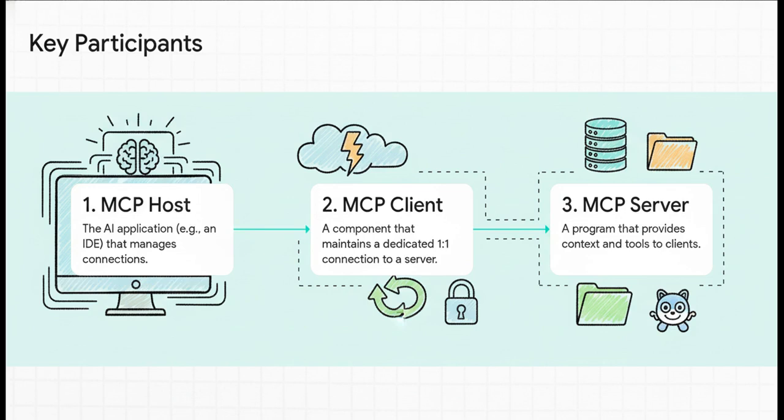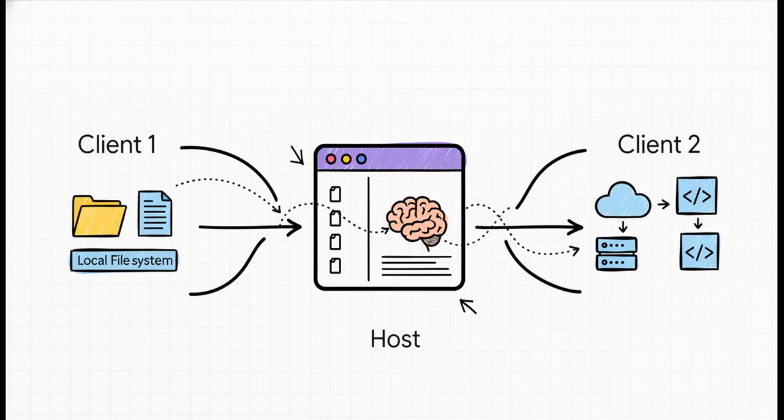And that server is the thing that actually provides the tools, like giving access to your files or your GitHub account. Let's make this real for a second. Imagine Visual Studio Code is your host. It's managing a bunch of different clients. You might have one client that's connected to a server on your computer that can read and write files. At the same time, another client could be connected to a totally different server for your GitHub account. The host is the conductor, orchestrating everything so the AI can use both tools seamlessly.